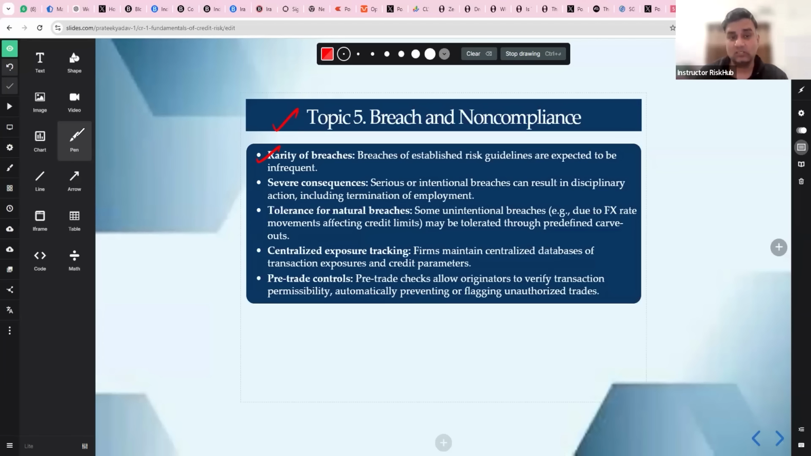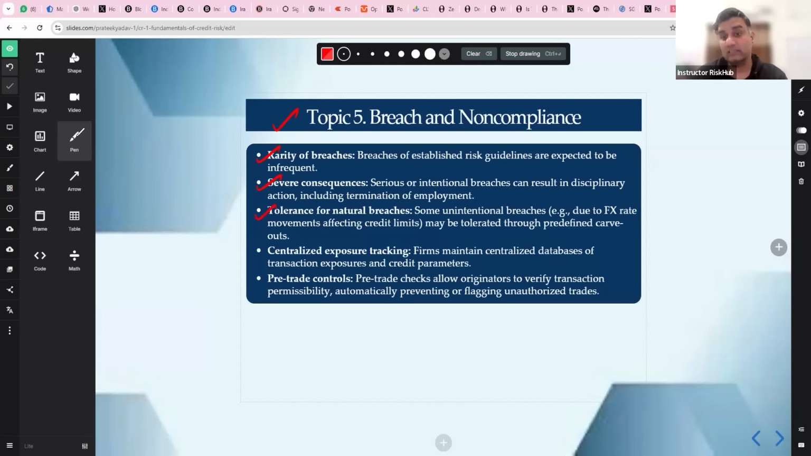Then you have severe consequences. If you have an intentional breach, there's a governance failure. For example, an originator structures exposure to high risk, a trader bypasses limit control, or a risk memo is intentionally suppressed. The consequences are termination, regulatory action, and reputation damage. This links to rogue trading events, operational risk losses, or conduct risk. FRM wants you to understand that governance without accountability collapses.